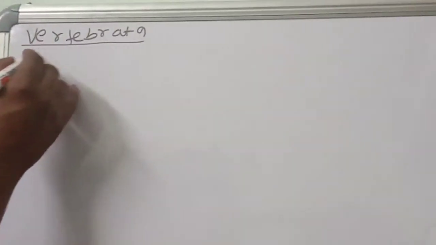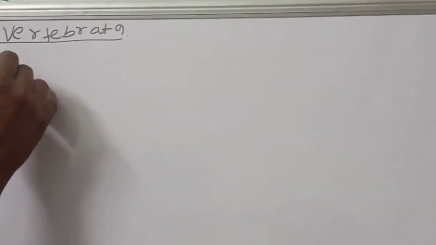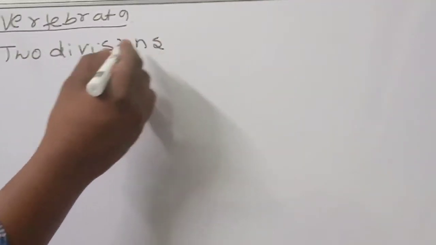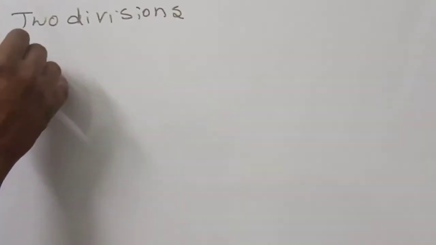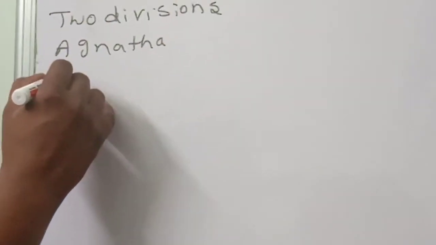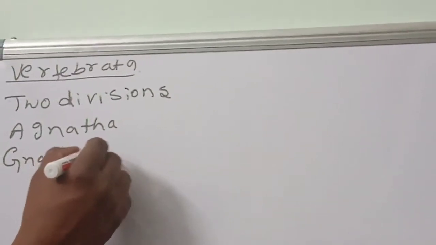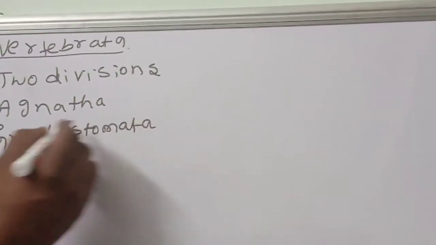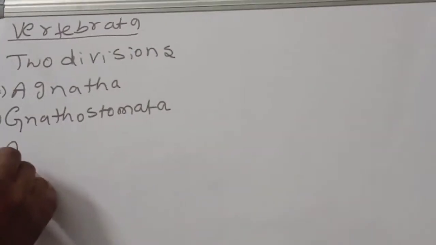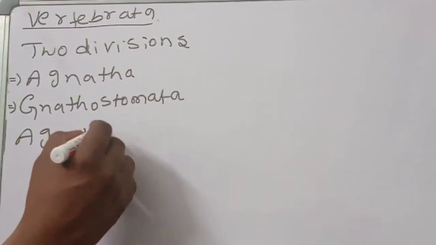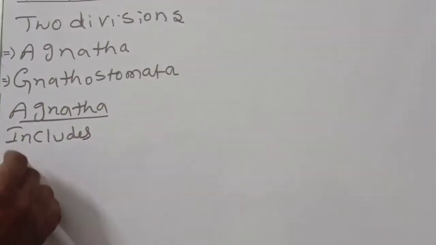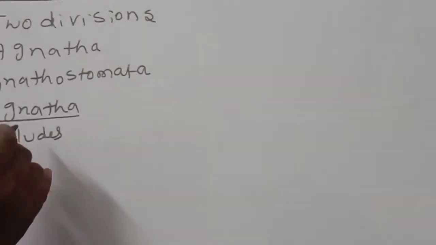Now the subphylum Vertebrata is divided into two divisions. Number one, Agnatha. Another important one is Gnathostomata. Agnatha and Gnathostomata. These points you should remember. So what is Agnatha? Agnatha includes, number one, jawless fish.